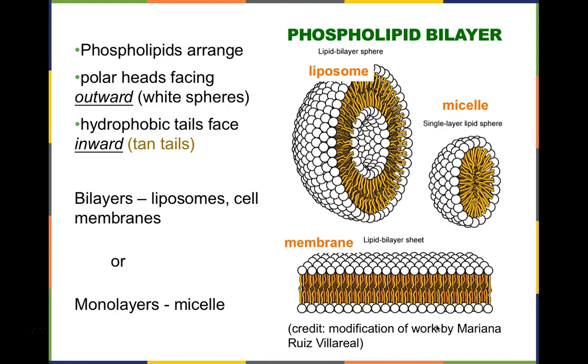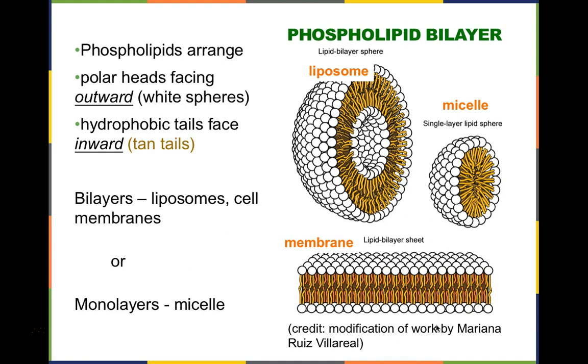Phospholipids are arranged with the polar heads, illustrated as white spheres in these models, outward towards the water-rich environment. Polar heads are hydrophilic. They're going to be attracted to water. The hydrophobic tails, which are illustrated in tan, or this golden color, are going to steer away from water and point inward.